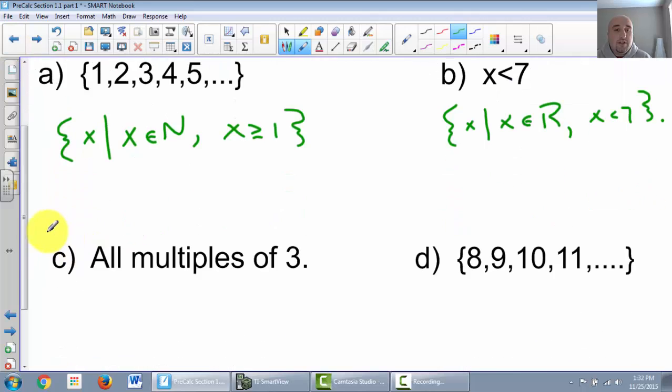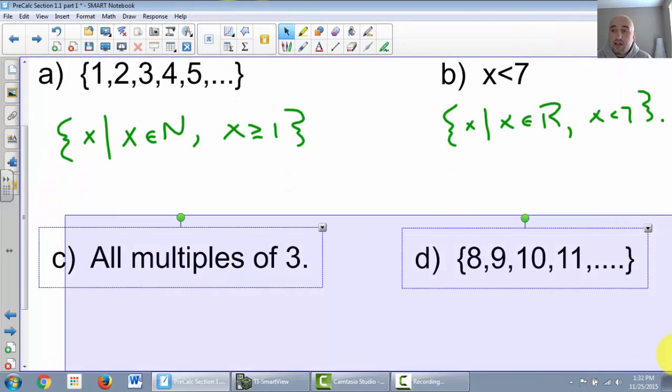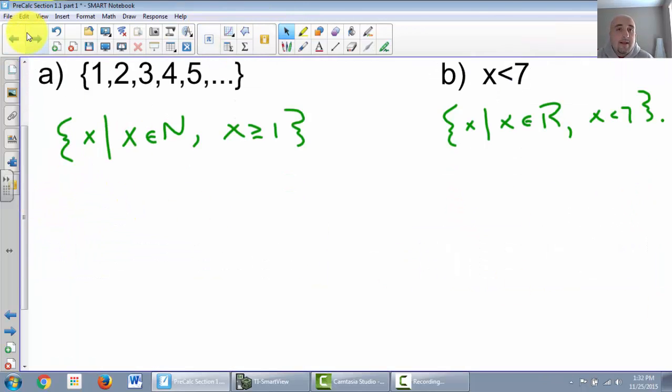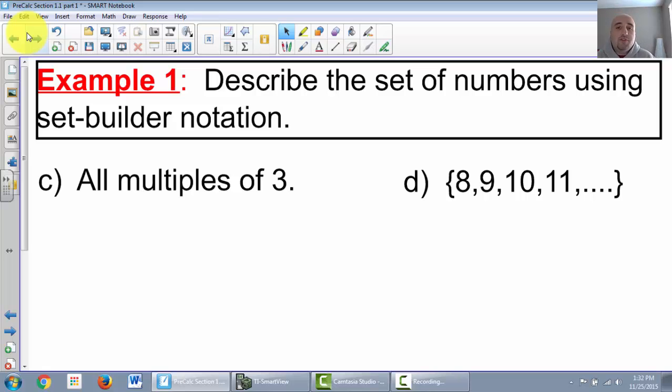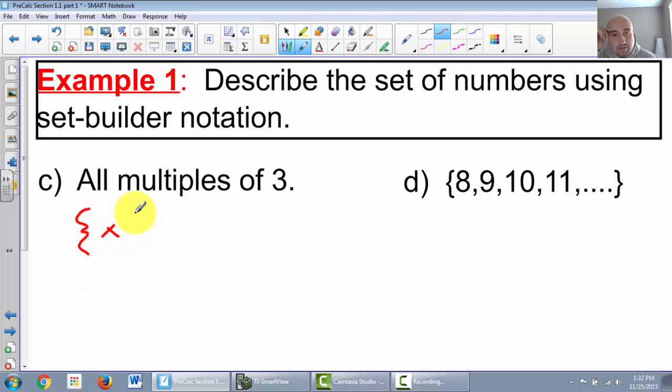All right, so I'm going to get rid of these since we don't need these anymore. I should have gotten rid of those in the first place. And let's look at C now. All multiples of 3. Okay, so this one's fairly tough. So we're talking about all multiples of 3. So let's start our set here. So build my first brace. These are called braces. All right, we're still talking about x.